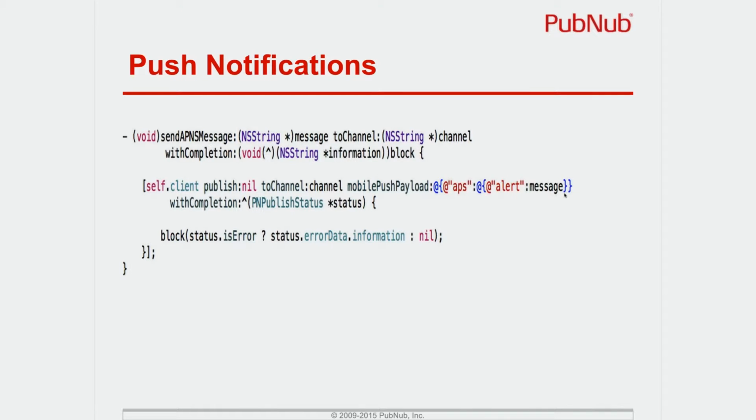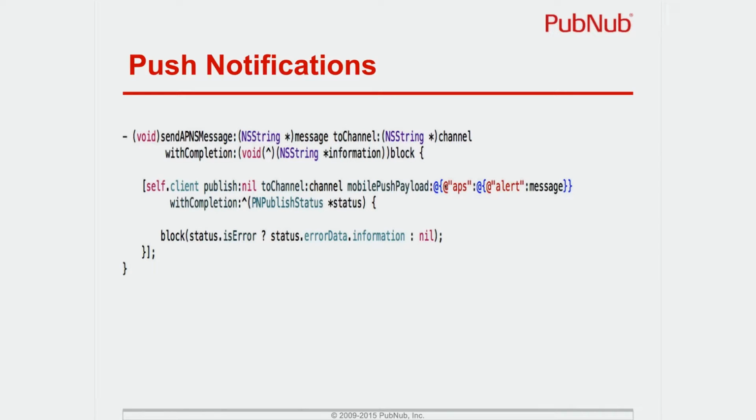Once you have a device associated with a channel and everything else is in line, then you can simply send an APNS message. In this particular case, we're calling the same method, publish. We're passing a nil for the payload. You don't have to. You can send both a PubSub message and a payload and a push at the same time. But in this particular case, we're not doing that. We're just sending a push. We're specifying the channel that we want to send that message to, and then we're giving it our payload.